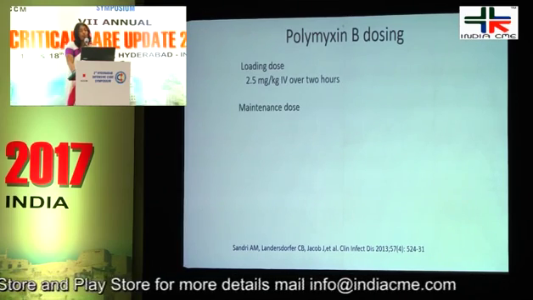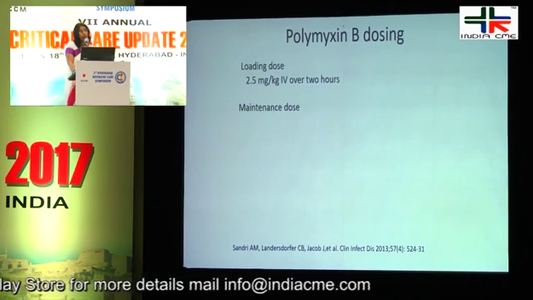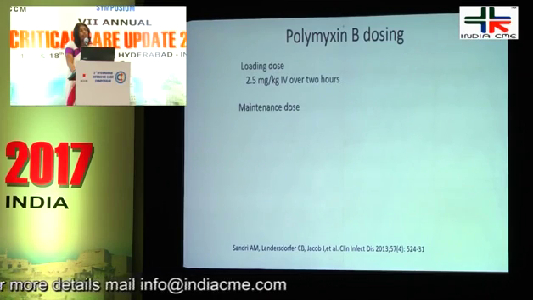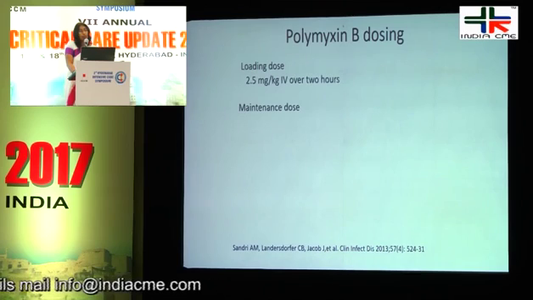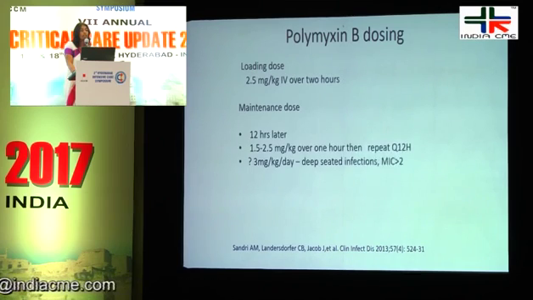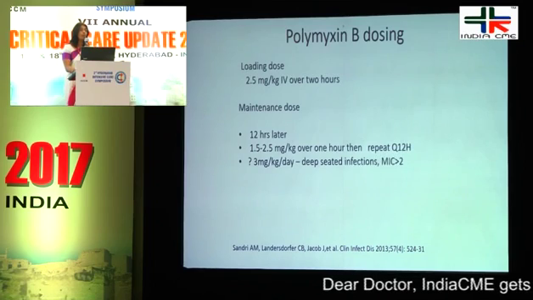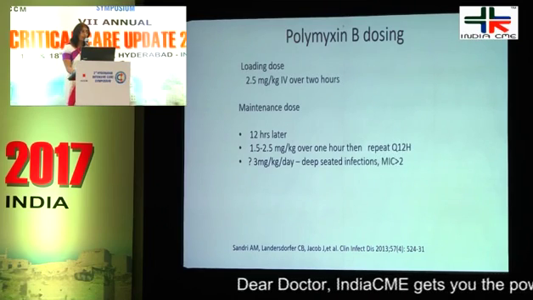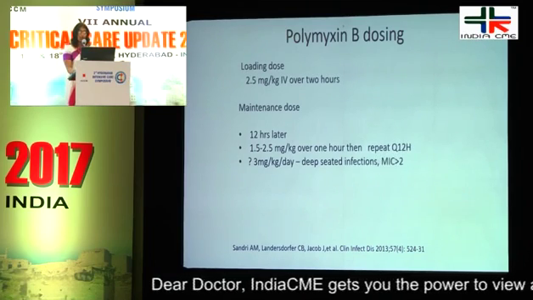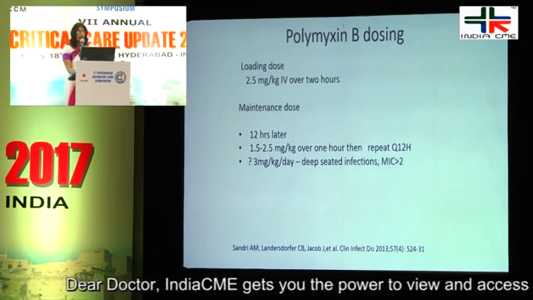The loading dose for polymyxin is 2.5 mg per kilogram over 2 hours. The maintenance dose, the first dose is given 12 hours after the loading dose. Then the maintenance dose is 1.5 to 2.5 milligram per kilo given over 1 hour, diluted in about 300 ml of NS because thrombophlebitis is very common with polymyxins as mentioned earlier by the other speaker.